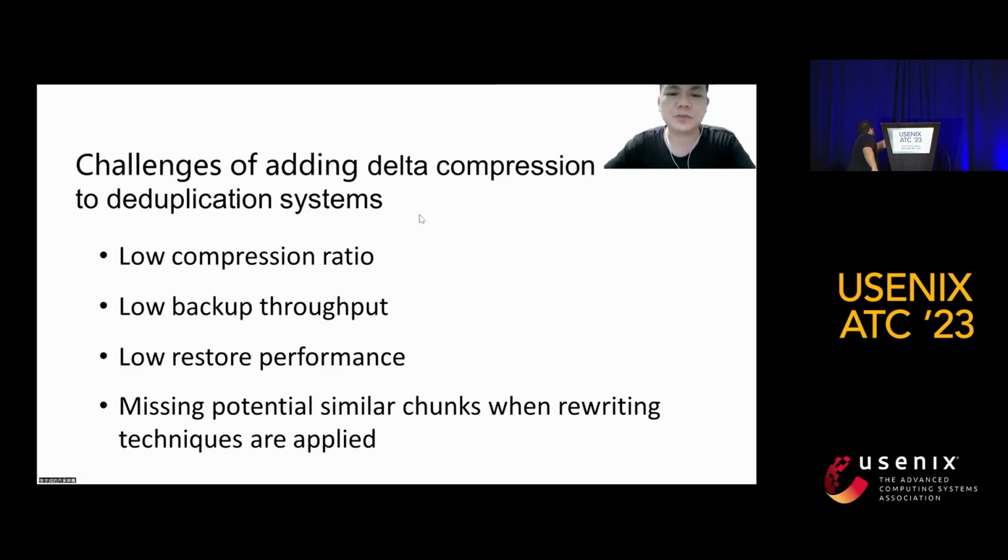Adding data compression to a deduplication system faces four challenges. The first challenge is a low compression ratio because existing sketch indexing approaches either suffer from low similarity between many detected similar chunks or miss some potential similar chunks. The second challenge is low backup throughput stemming from additional IOs for reading base chunks on the write path. The third challenge is low restore performance resulting from additional IOs for reading base chunks on the read path. The final challenge is the potential to miss similar chunks when rewriting techniques are applied.